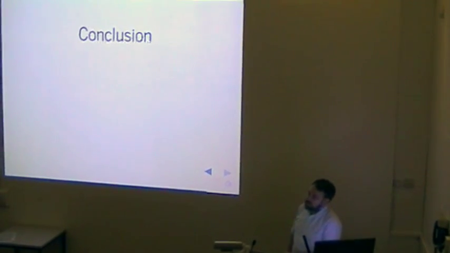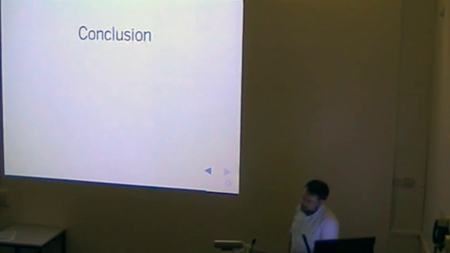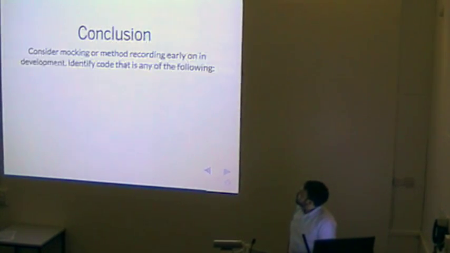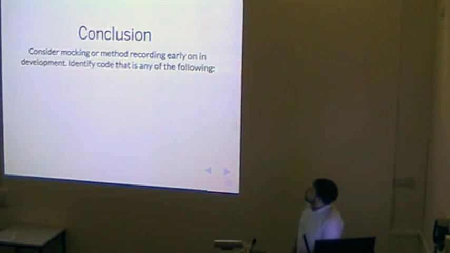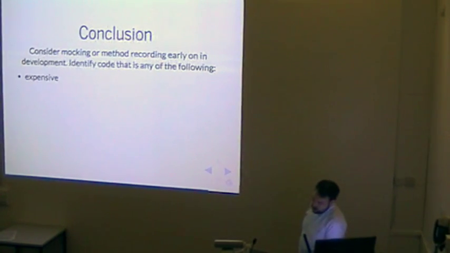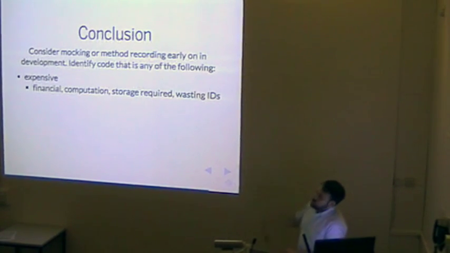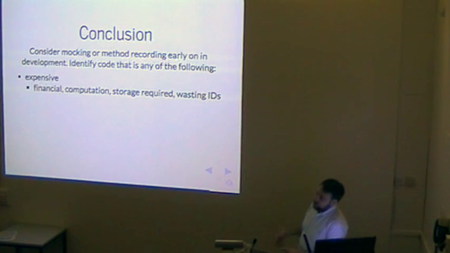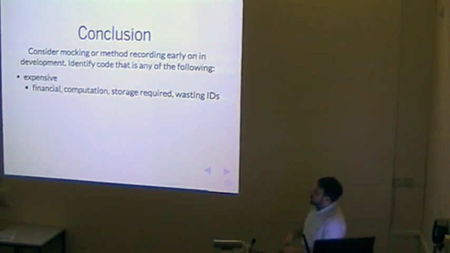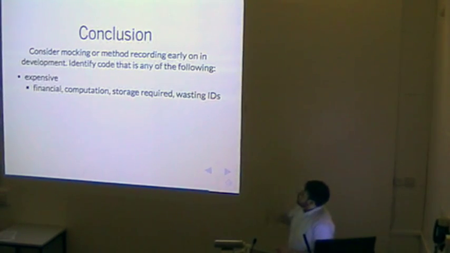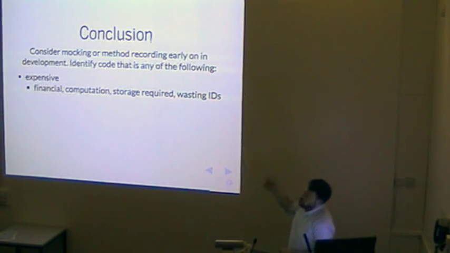So to sum up, because this has been a bit of a rush in the 20 minutes. Consider mocking or recording methods early on in the development. You want to identify any code that's expensive to run. That could be financially expensive. You may have to pay for API access or various Amazon cloud charges and things. It could be computationally expensive. Might be storage, might be using up IDs.